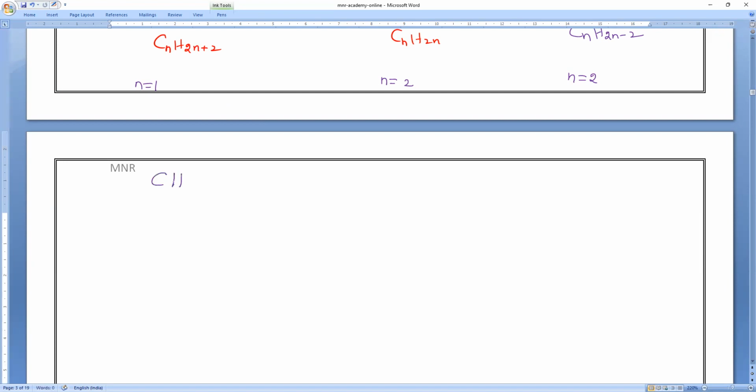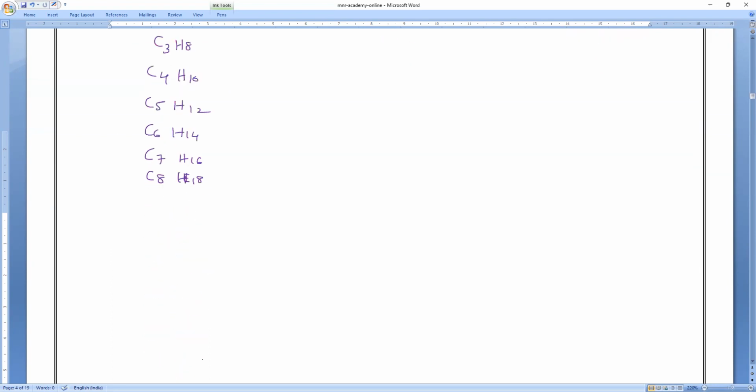Smallest saturated hydrocarbon, CH4, methane. Tell me the next one. C2H6, C3H8, C4H10, C5H12, C6H14, C7H16, C8H18, C9H20, C10H22. So this is what we used to say.